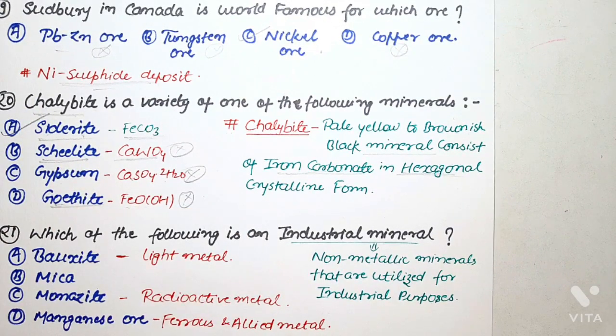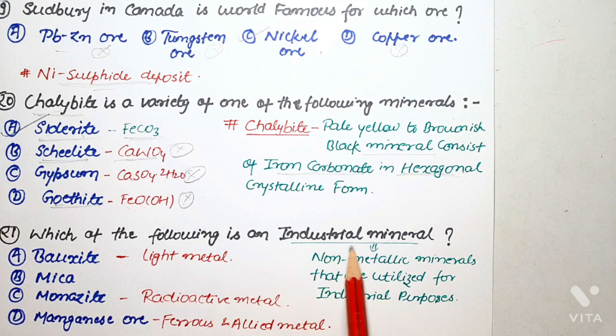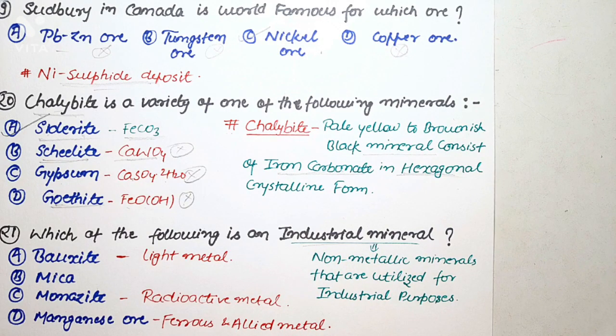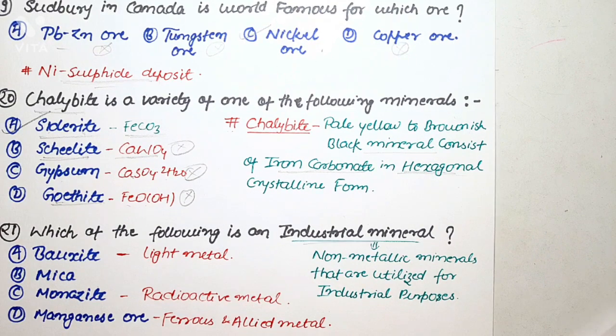Next question says, which of the following is an industrial mineral? So first of all, what is an industrial mineral? Industrial minerals are those non-metallic minerals that are utilized for industrial purposes, and this includes mica, asbestos, barite, talc, soapstone, bentonite and vermiculite. Now let's check the options.